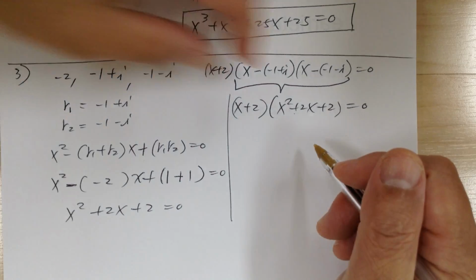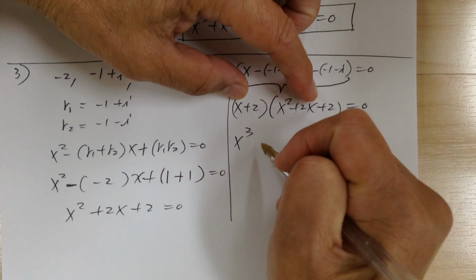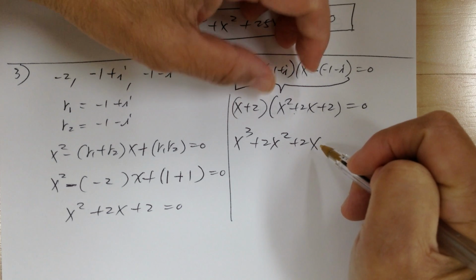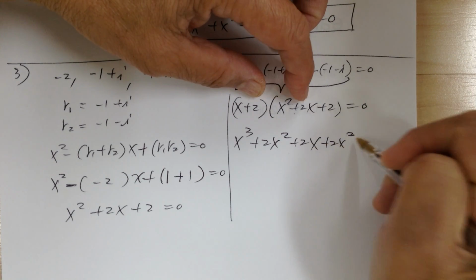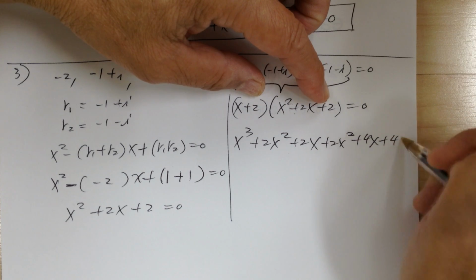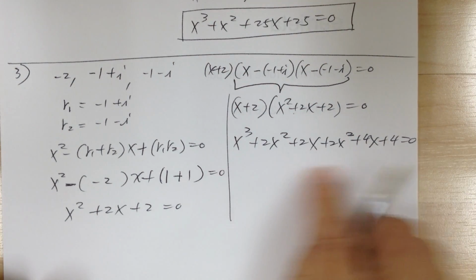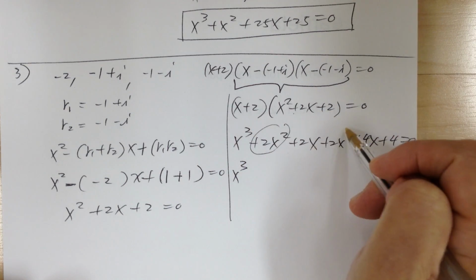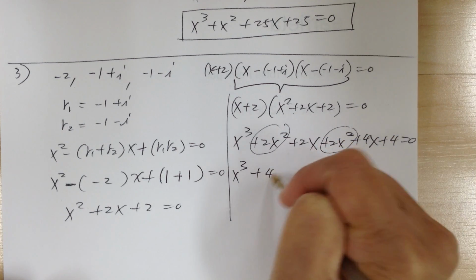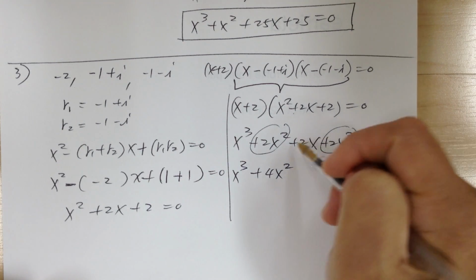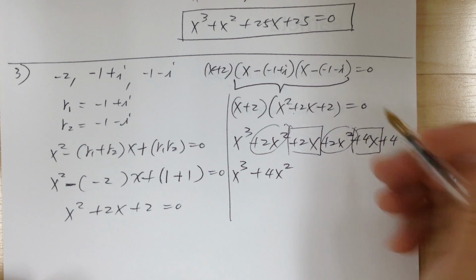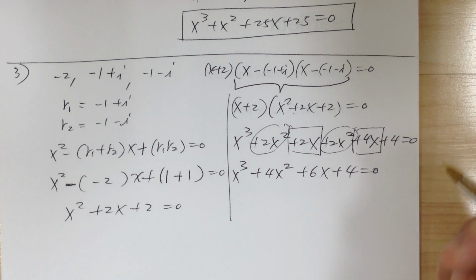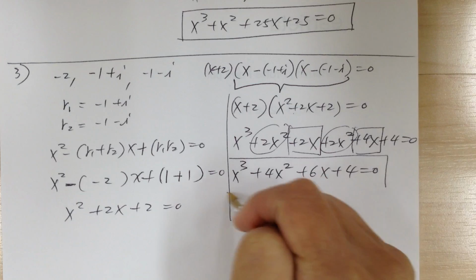Now we can distribute. This will give me x to the 3 plus 2x squared plus 2x. I'm done with this one, so I go to the next one: plus 2x squared plus 4x plus 4 equal to 0. Then combine the like terms. So I have x to the 3. Look for the square terms: I have this one here and this one here, so it's plus 4x squared. And the x terms are here and here, so it's plus 6x plus 4 equal to 0. And that's it for this one.